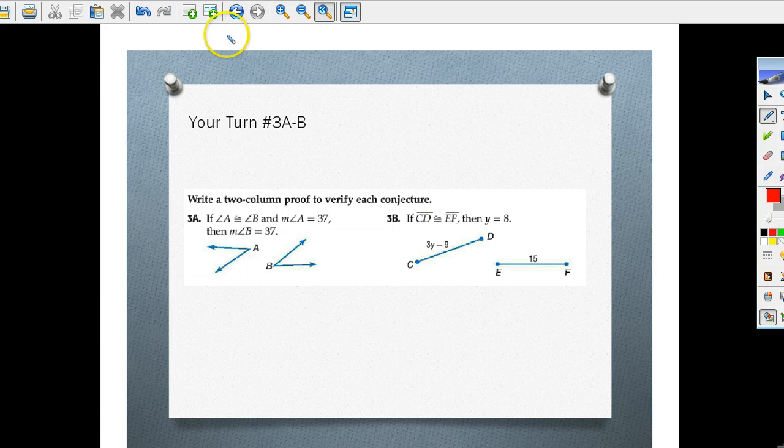So here is your turn, 3A and 3B. You need to do two-column proofs for both of them, and then you need to verify each step. Go ahead and do numbers 3A and 3B, and when you're done, you are done with homework.